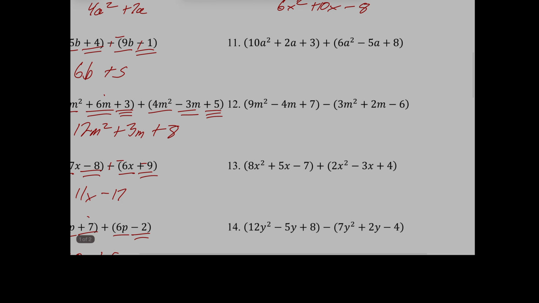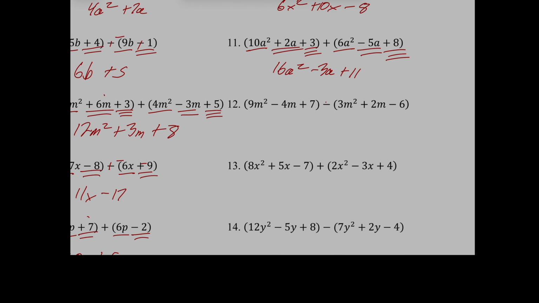Number 11, we're going to combine like terms. 10a squared plus 6a squared is 16a squared. A positive 2a, a minus 5a. Signs are different, so we're going to subtract. Keep the sign of the bigger number. Then we have a positive 3 and a positive 8, which is a positive 11.